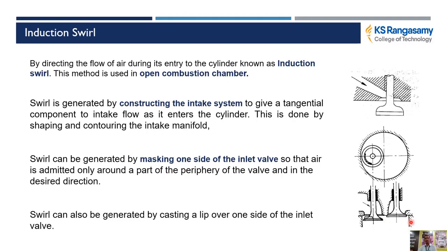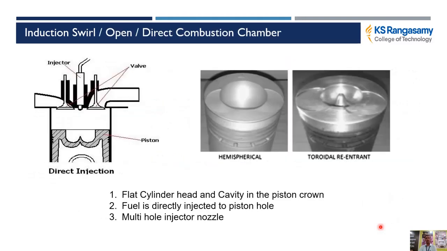This is one of the methods of creating the swirl, and also casting a lip over one side of the inlet valve. This kind of lip, an extra projection, makes the air divert in rotary directions, so it rotates inside the combustion chamber. These are called induction swirl. This induction swirl is used in the open combustion chamber. So generally for induction swirl, in open or direct combustion chamber design, these are the conditions.